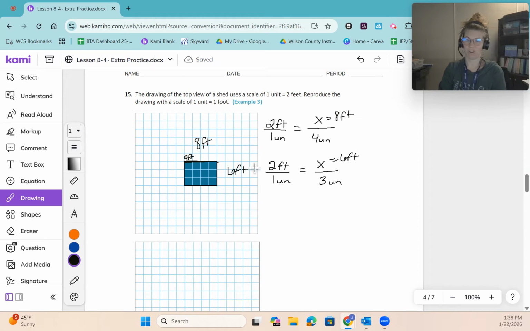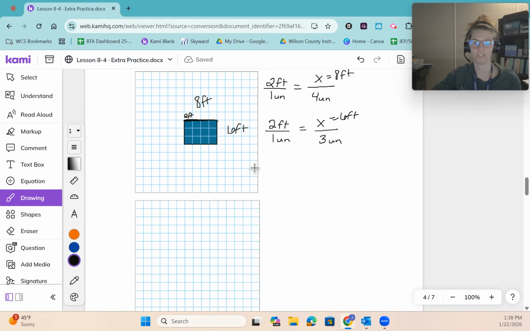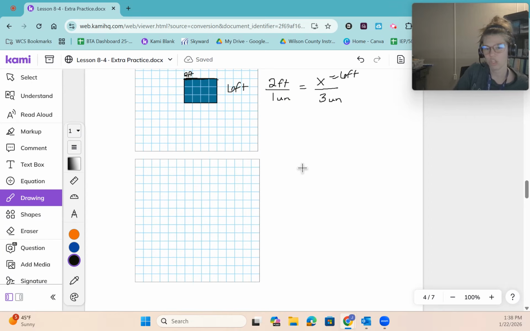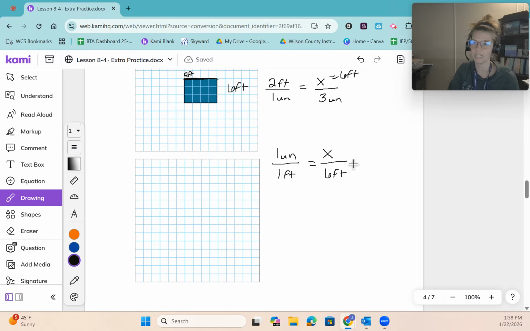Okay. Now we have one more step here. We are recreating this, but instead of 1 unit is 2 feet, I need to use a new scale of 1 unit is 1 foot. So if 1 unit over 1 foot is how many units for 6 feet? Now, this is a pretty simple one because it's 1 to 1. So we're going to be able to figure that out pretty easily.